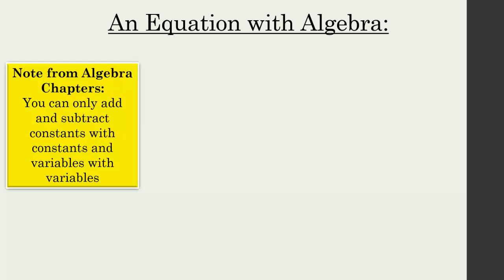So just a little note from algebra, because we're going to be talking now about equations with algebra. You can only add and subtract constants with constants and variables with variables. Now I forgot to add variables of the same type. So if I had x plus x, I can say that's 2x. If I had y plus y, that's 2y. But I can't add x plus y. That doesn't make any sense. So it's just going to be x plus y.